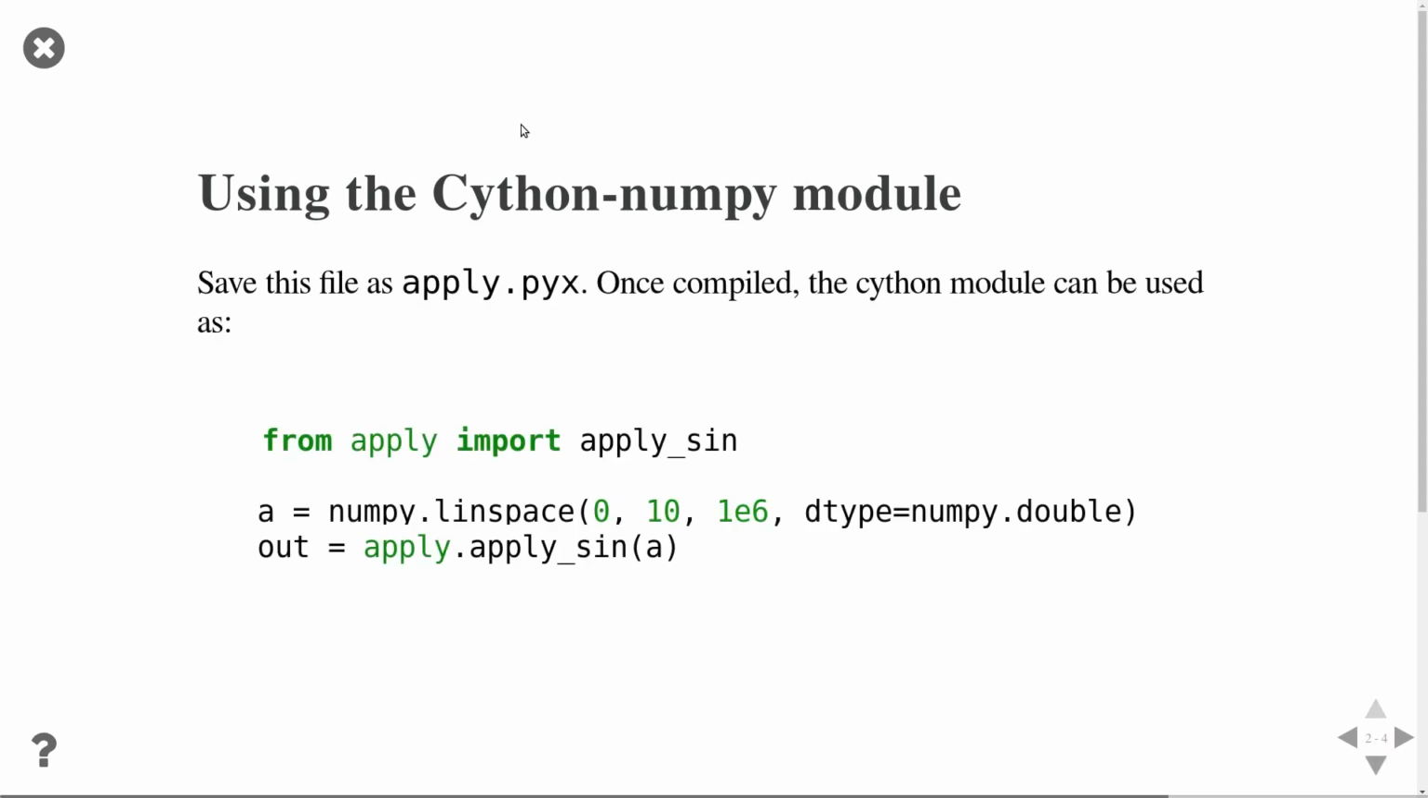The way you can use it is you save this file as pyx, you compile it, and then you can import it. Or you can write from apply import apply sinus, and then just create a new NumPy array. From the user's perspective, you don't actually see anymore that there was any Cython involved. This is just called as if it was a normal Python module.